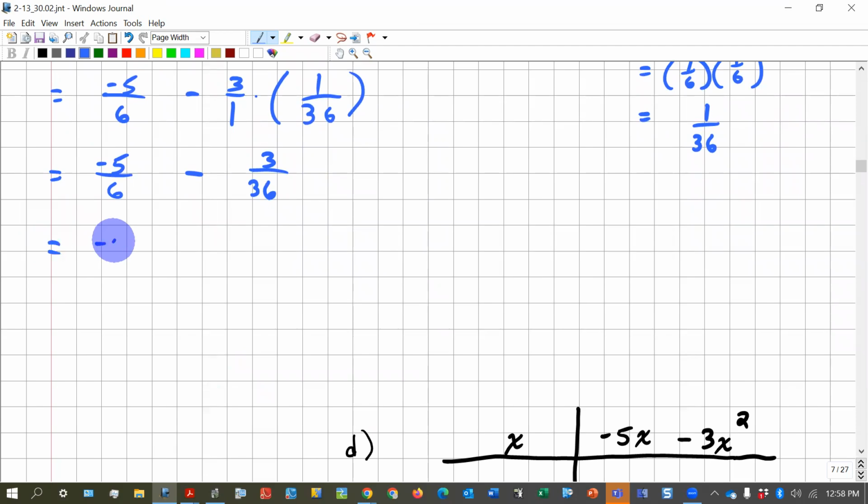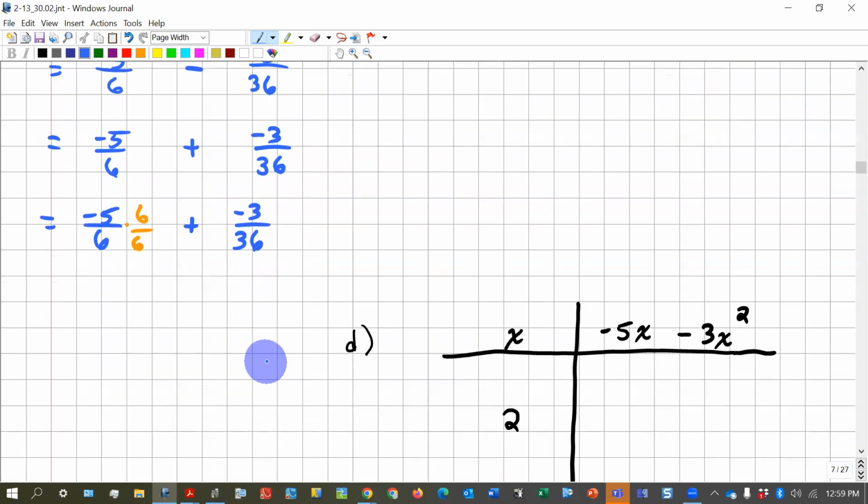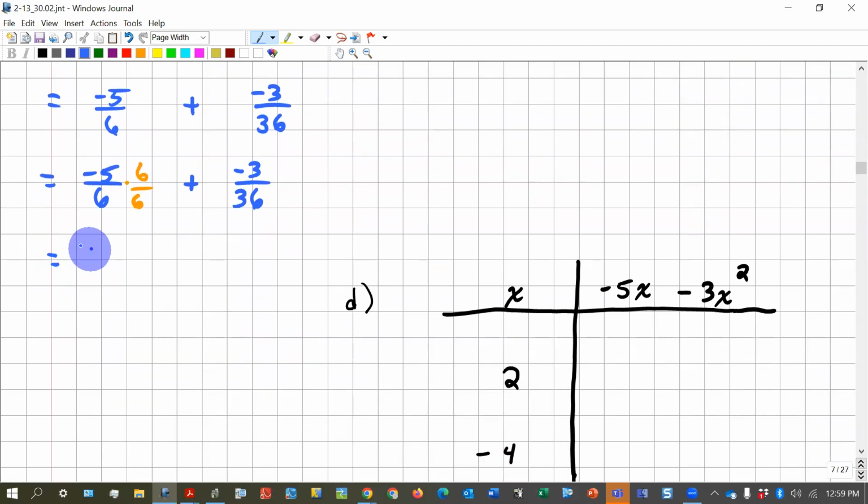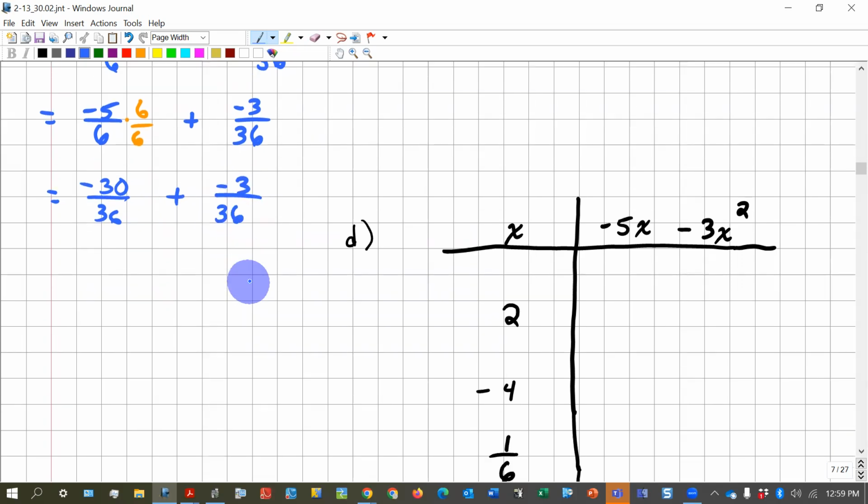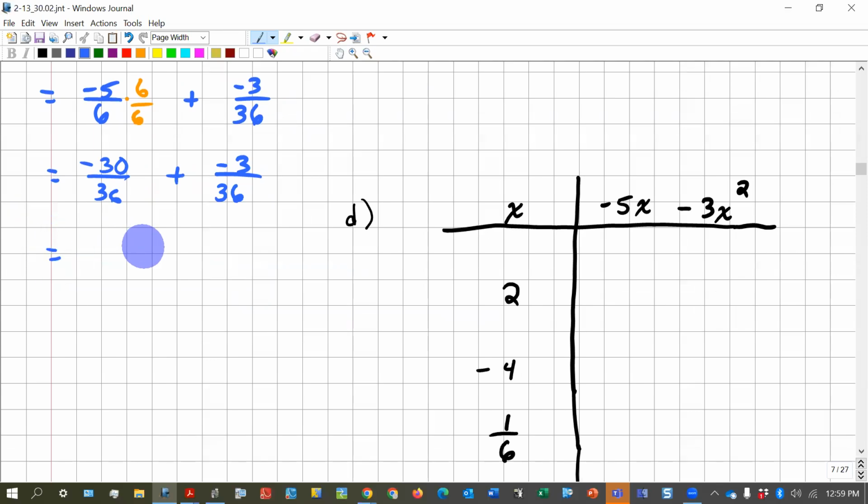subtracting a positive is the same thing as adding a negative. But in order to add fractions, we need a common denominator. So we've got -30/36 plus -3/36. So they're both negative. They're going to join forces.